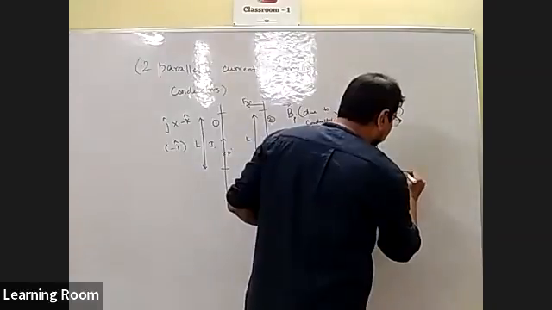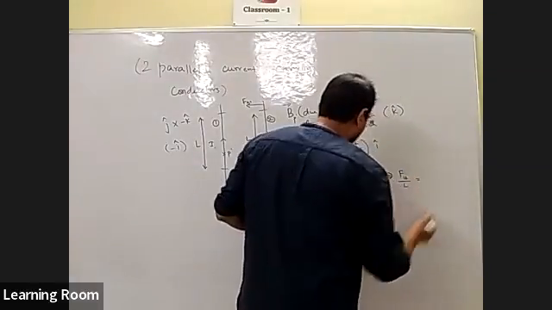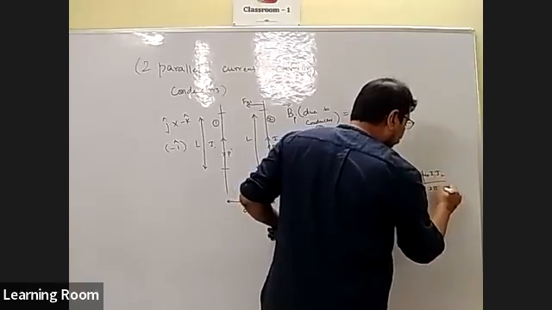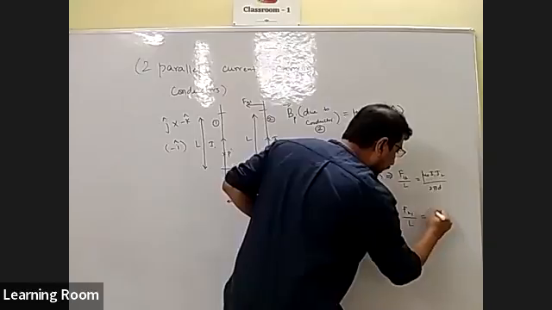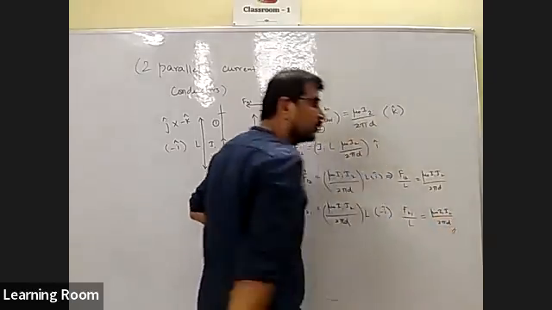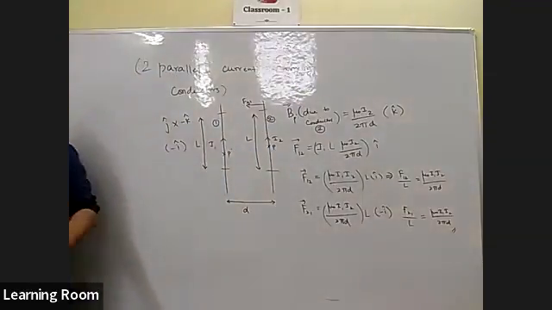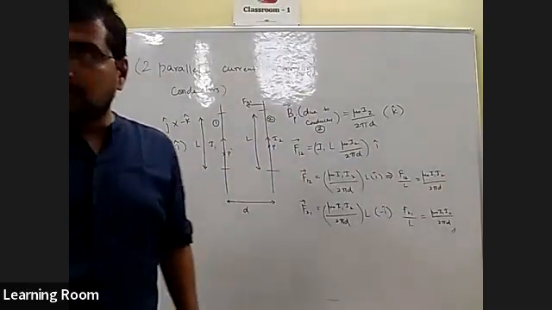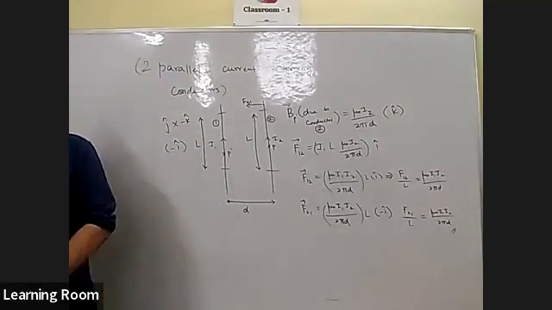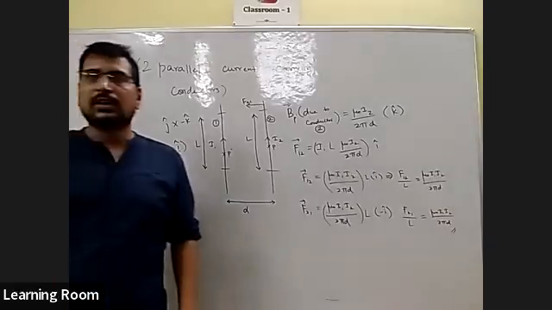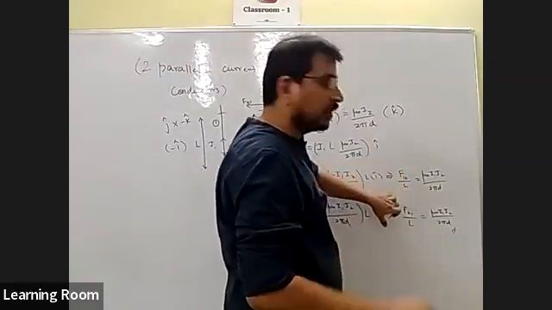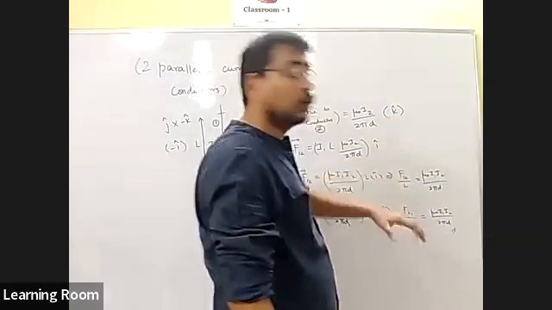So from here, I can write F12 divided by L is equal to, I'm taking only magnitude, mu naught I1 I2 divided by 2 pi d, and F21 divided by L is equal to mu naught I1 I2 divided by 2 pi d. So if you observe, both the conductors will experience the same force per unit length. Is it not the case? So they will be experiencing the same force per unit length. Means in terms of magnitude, F12 and F21 are the same.